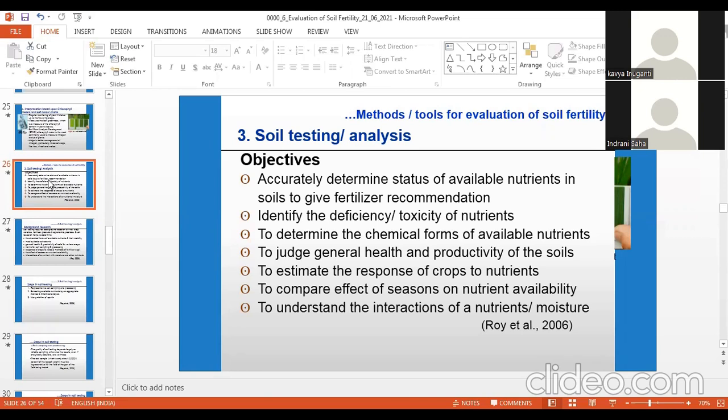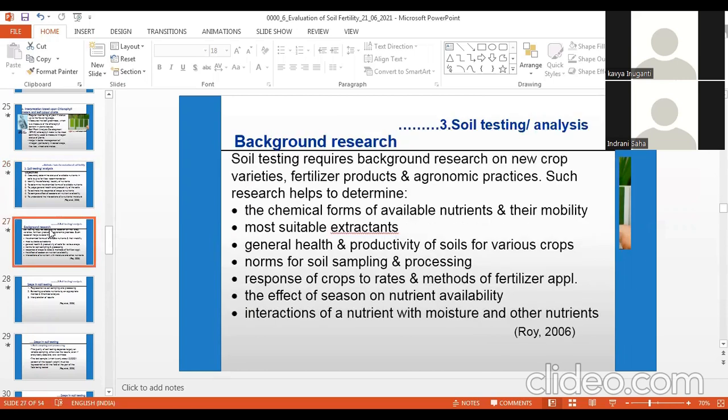To estimate the response of crops to nutrients, means suppose you know the levels of different nutrients in the soil. According to that, you can apply fertilizer doses and see the response. To understand the interactions of nutrient and moisture. So a variety of objectives are there for soil testing.